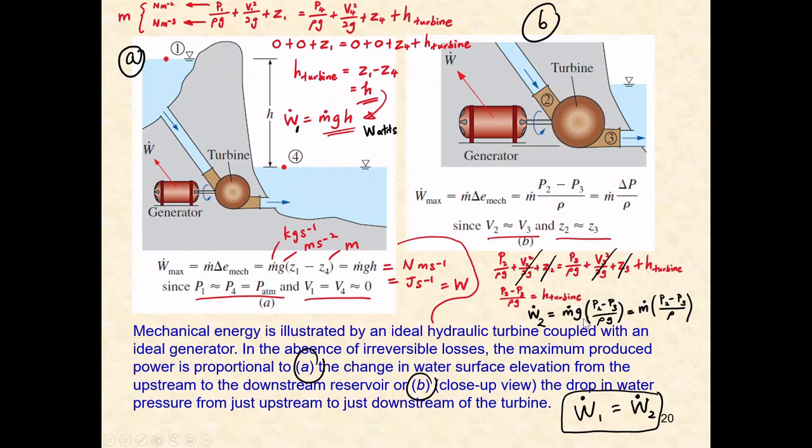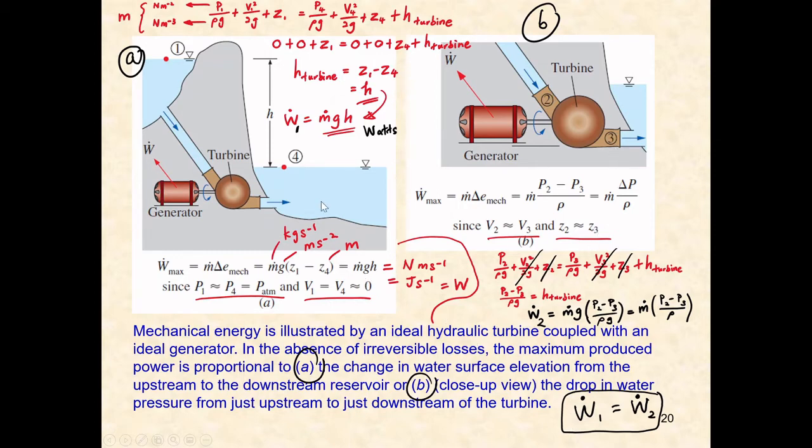So you can cancel out the gravity, so you get a simplified form, and you could assume that the energy estimated by comparing point 1 and point 4 equals the energy estimated by comparing point 2 with point 3.